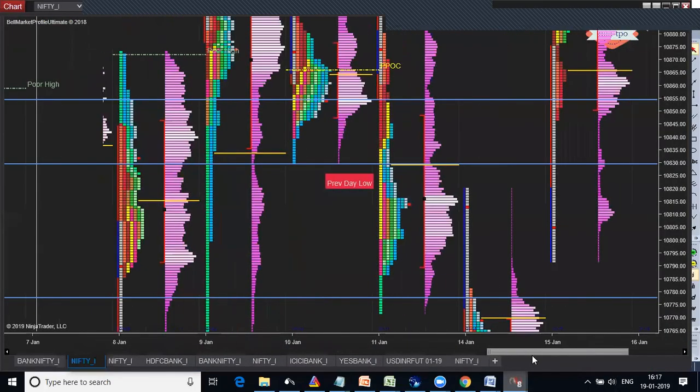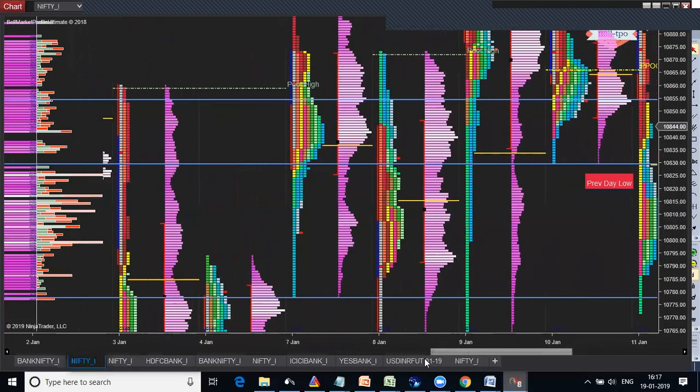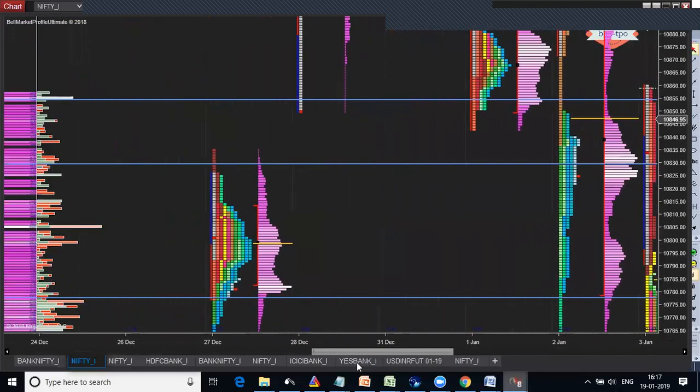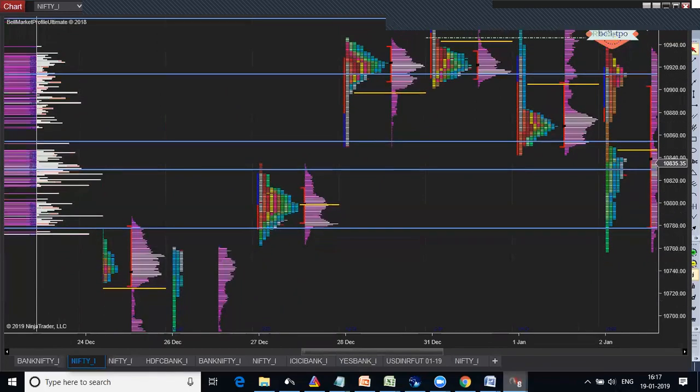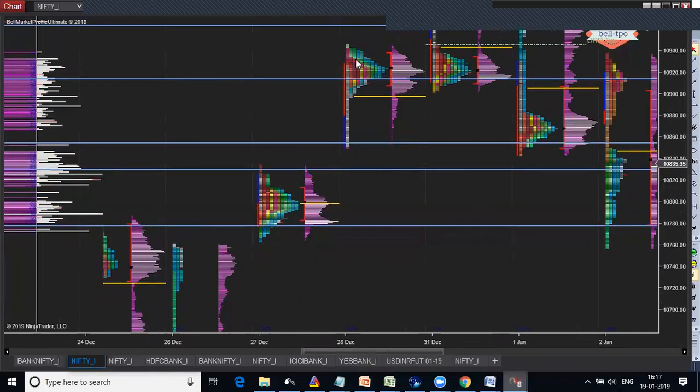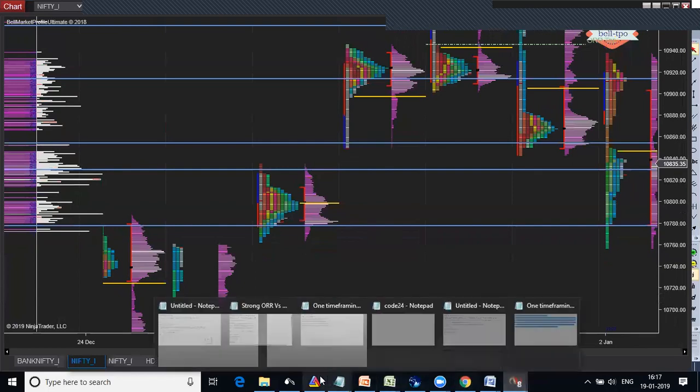Let's take an example. Think about 28th December. On 28th December, it was an open drive, right? It turned out to be a clear P-shaped profile. So the first 3 minutes are a subtle clue over there. Let me go to 28th December.